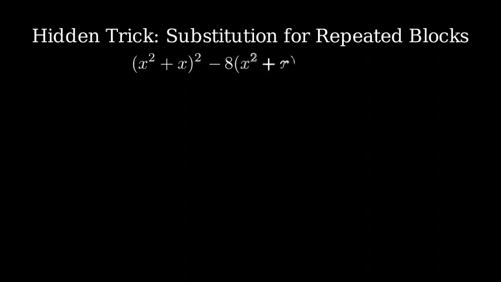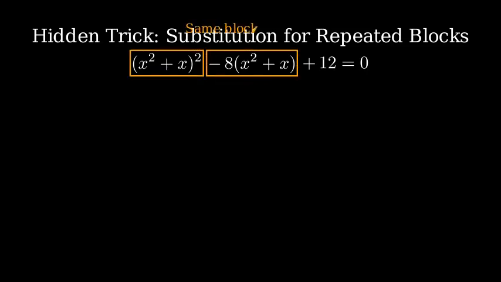Here is the problem. (x² + x)² − 8(x² + x) + 12 = 0. The key observation is that the same block, x² + x, repeats. Rather than expanding to a messy fourth-degree polynomial, we rename that repeating chunk. Let's highlight both appearances of the same block.